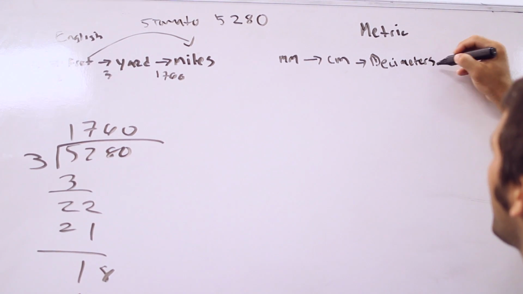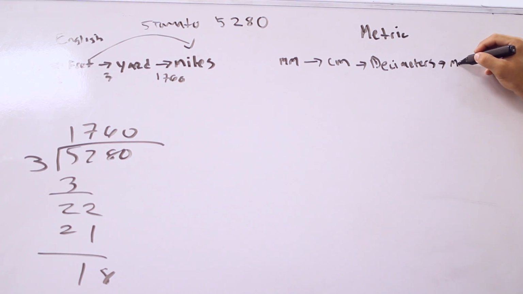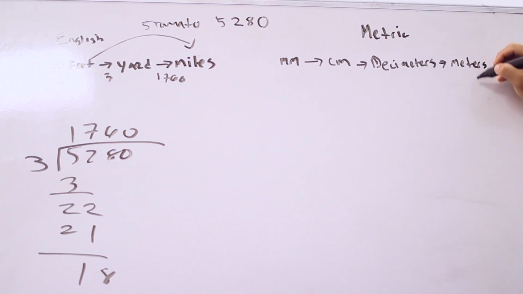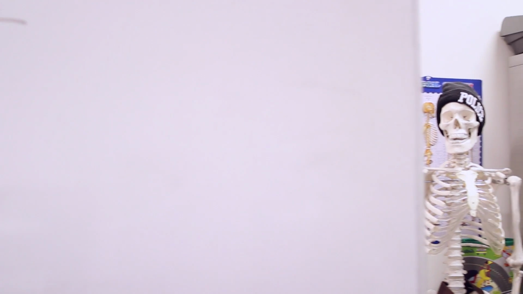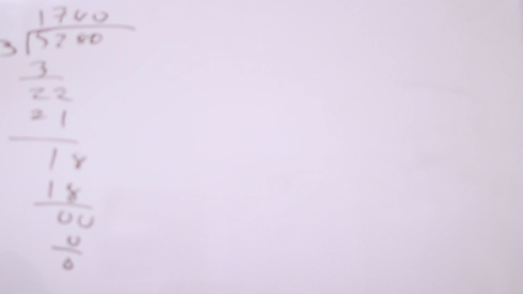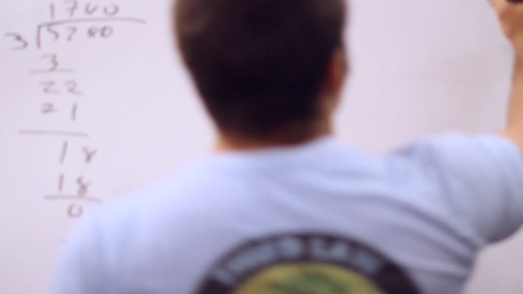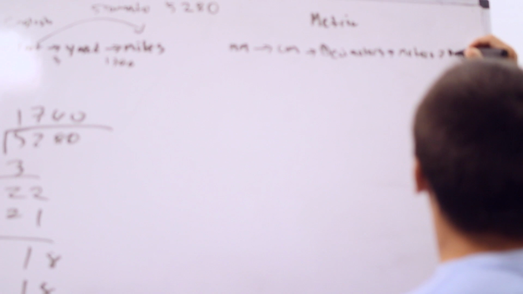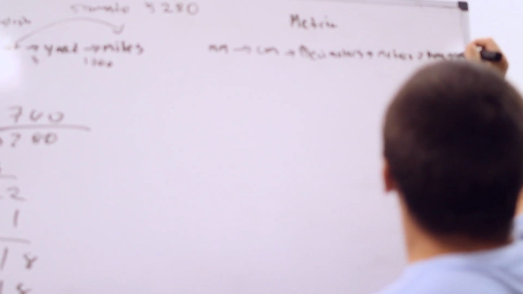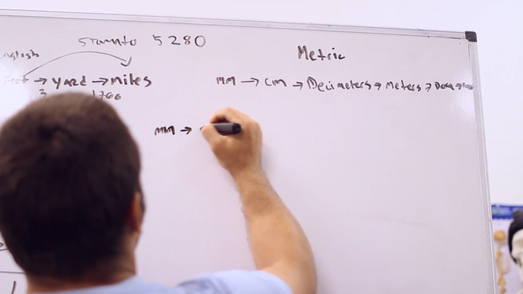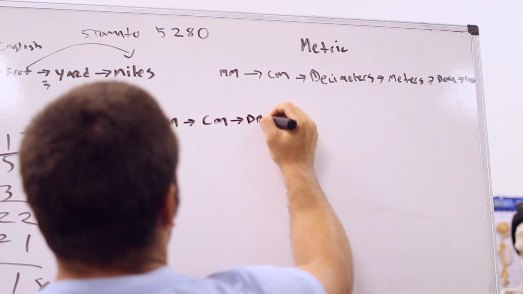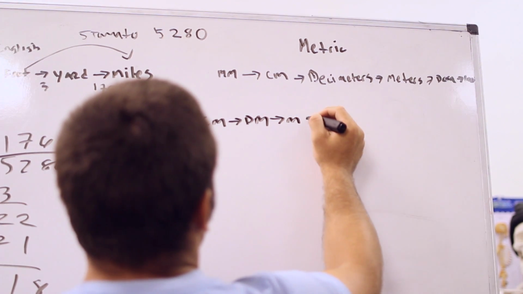Even though it's not used a lot. And then comes meters. And then comes kilometers. But before kilometers, we have something called deca and hectometers, okay? Now that's something you're not going to learn. We got deca, hecto. So let me write it again. Repeat with me. Millimeters. Centimeters. Decimeters. Meters. Deca.